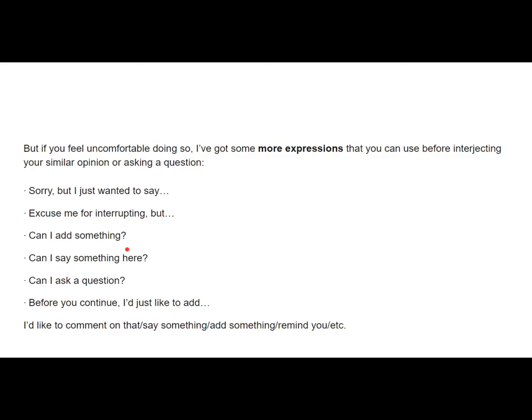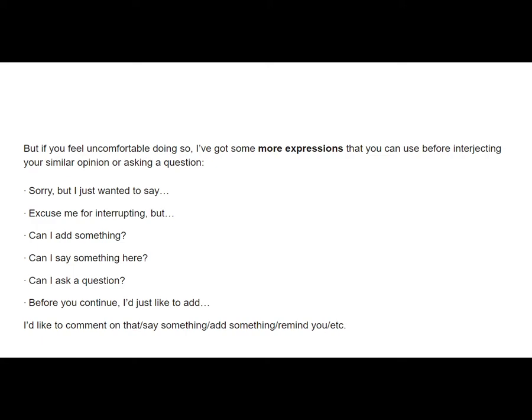Here are some more expressions, especially if you want to be more polite about things. Sorry, but I just wanted to say, excuse me for interrupting, but can I add something? Can I just say something? Can I ask you a question? Before you continue, I'd just like to add. So these are some other phrases that we can use to interrupt politely.